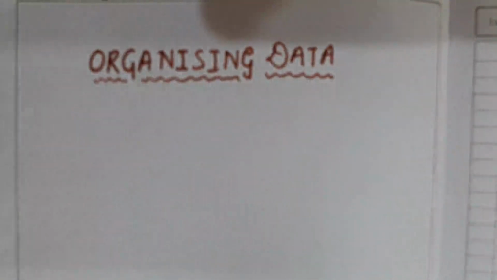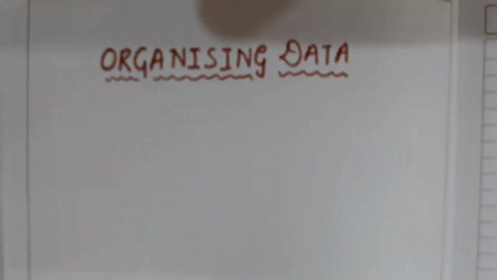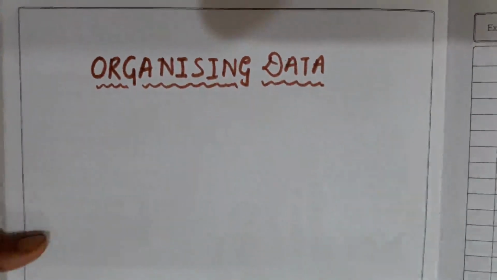Now next topic is about organizing data. Now what is the meaning of organizing data? See, organizing means to represent data in a better form, in a readable form. So a scattered kind of data will be there and you have to represent that data in a tabular form so that everyone can easily read that. Getting my point? Okay, so let's take an example.